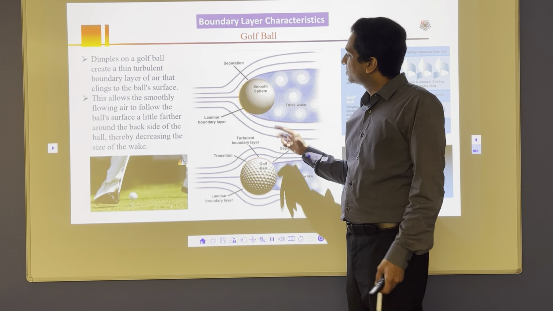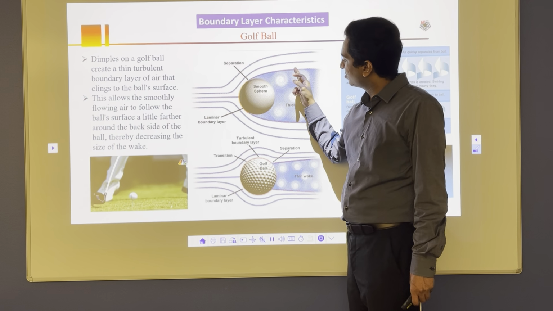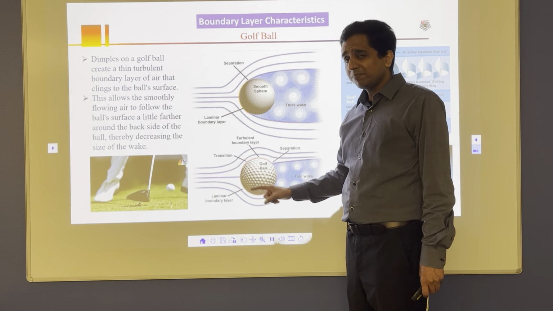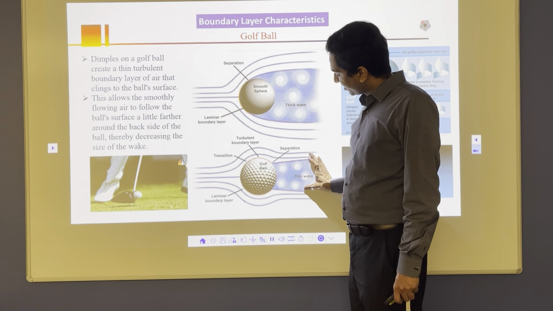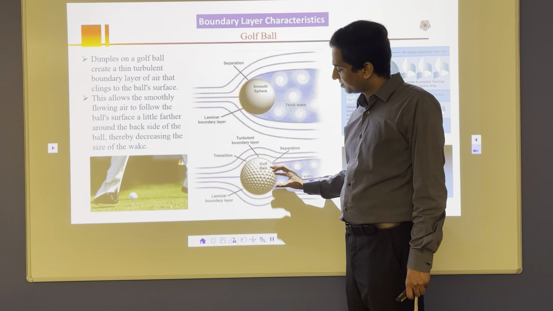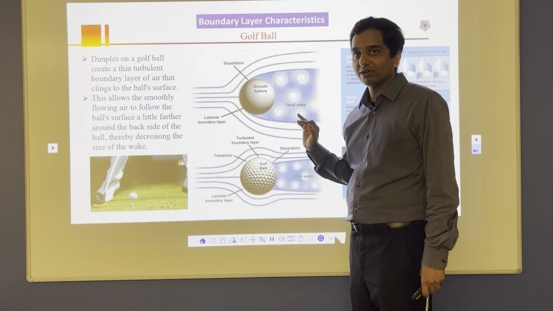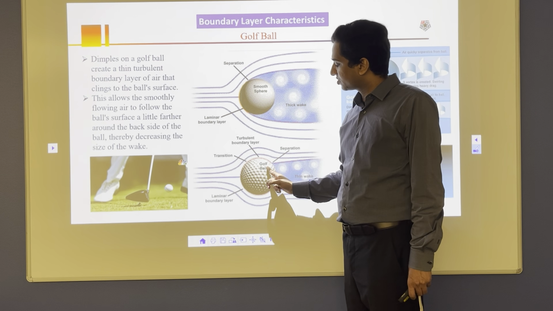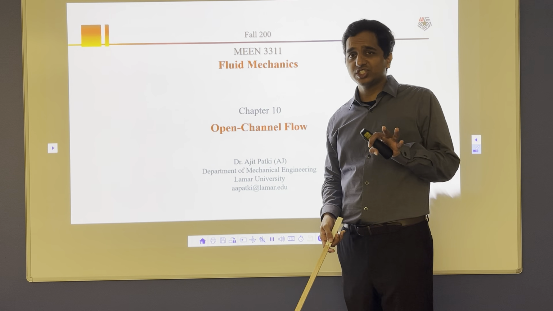And then finally we learn about golf ball dynamics. If a golf ball is a smooth sphere, you get early boundary layer separation here, a thick wake, and lots of drag. If you have dimples on the golf ball, in that case you'll get separation later here, and then you'll get a thin wake here. So a golf ball with dimples is going to travel a lot faster. If it is a brand new smooth sphere, it's going to travel a lot slower because of high drag. This one has a lower drag because of the dimples, because of the change in boundary layer separation. It's not that difficult to understand. And that's what we did in chapter 9.